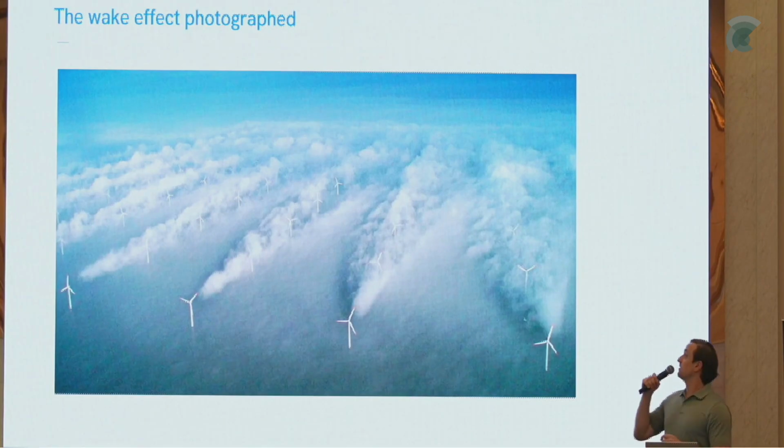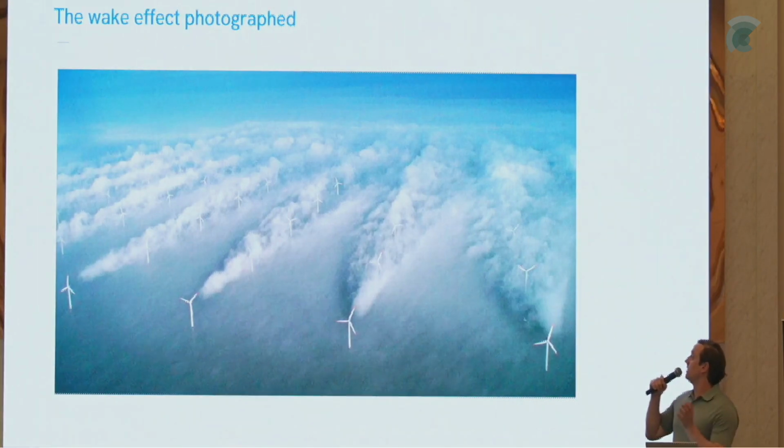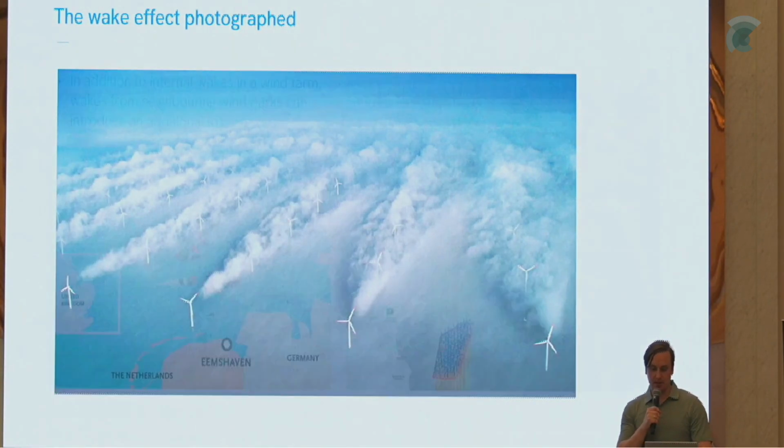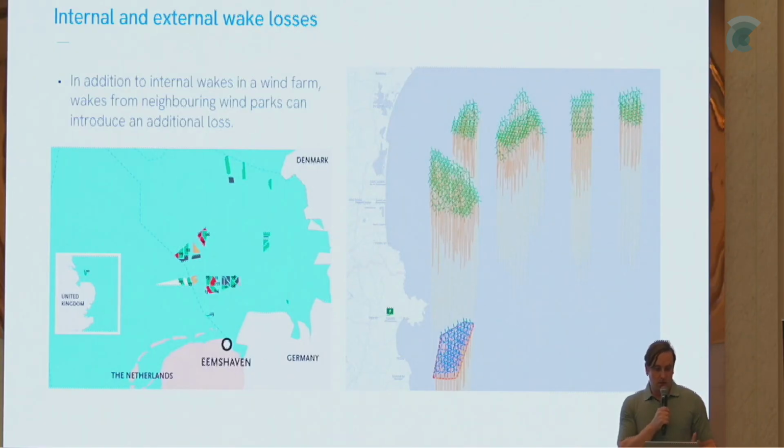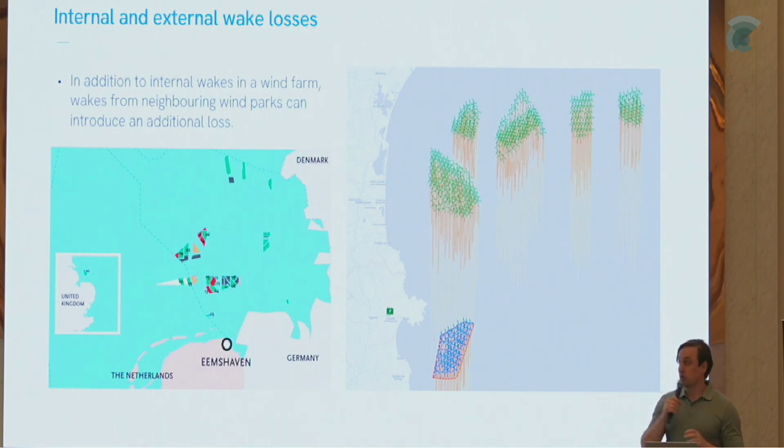So the wake effects, yeah, it's a very famous photo. Essentially, the wakes are visualized like this. The first row is hit by the winds, and then you have a deflection of wakes. So the second row gets lower wind speed than it should. The internal and external wake losses, as I mentioned before, are extremely important.